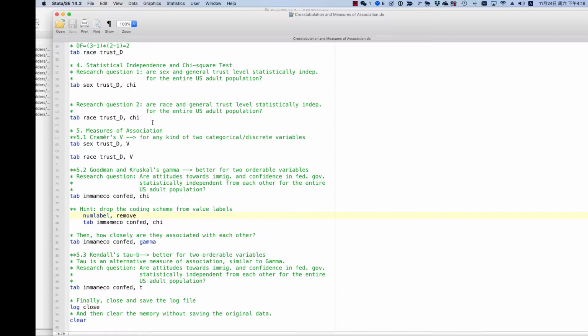How about we practice this skill for another example? Are risk and general trust level statistically independent for the entire US adult population? If you want to answer this question, you need to list the cross-tabulation between risk and this dummy variable of trust level, followed by an option of chi. And then let's see the result by highlighting row 64 and 1.